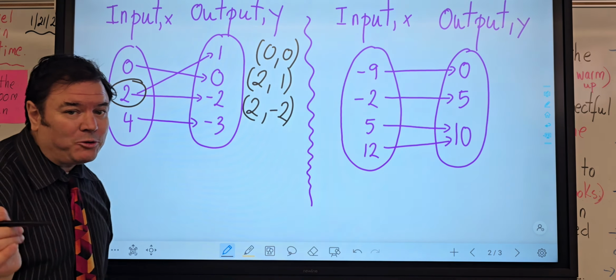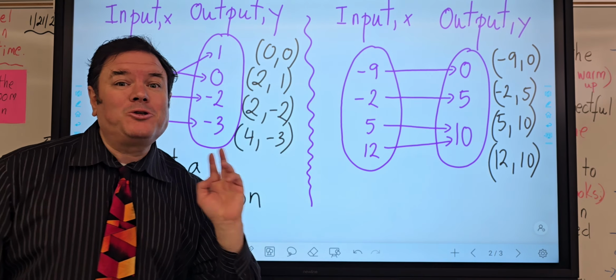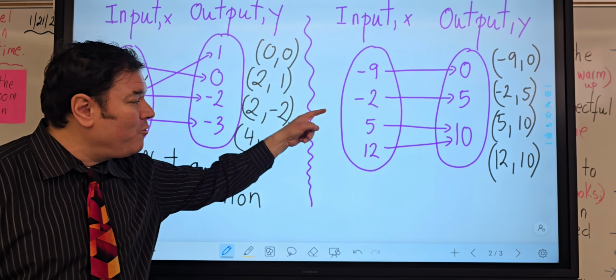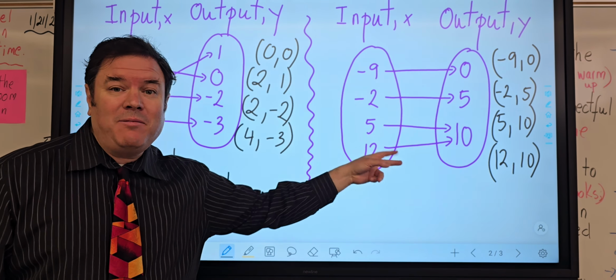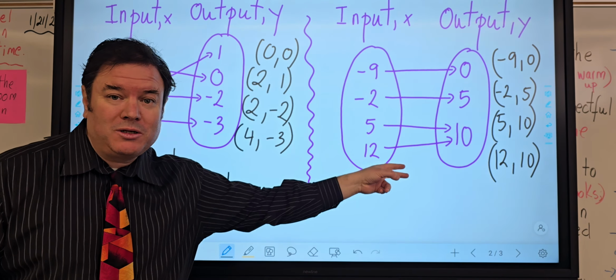And here it's still okay because each input has only one output, even though 5 and 12 have the same output. But remember, only the input is the problem. One input, one output. For example, you have $1 and you put the dollar in the vending machine and you want a bottle of water. You get a bottle of water, right?